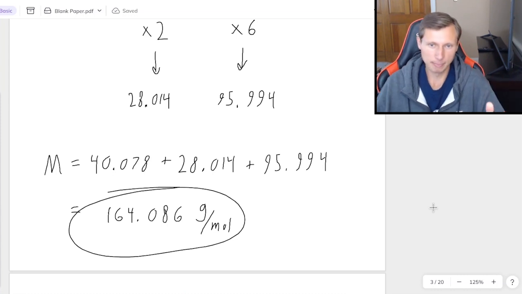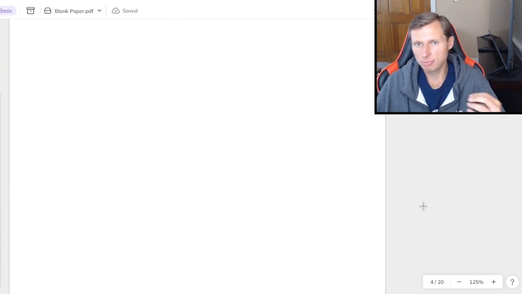That's the end of that problem. So now I bet we're pretty good at finding molar mass. But now the question still remains, what can I do with molar mass? Well, let's talk about that in this third example.